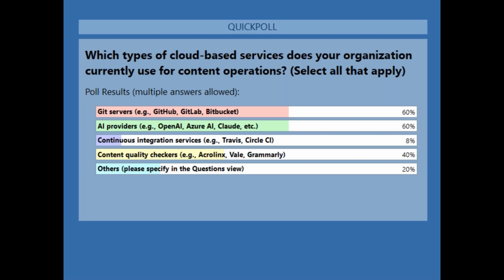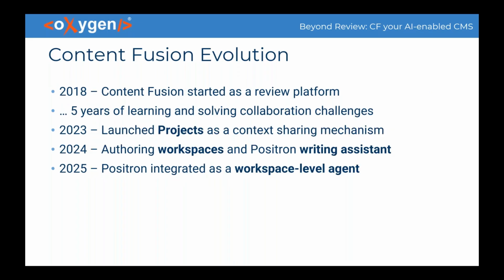Okay, let's talk a bit about how Content Fusion evolved over the years. It is a quite mature product. It started in 2018 as a review platform, a way to help technical writers that use Oxygen XML Editor to collaborate with subject matter experts, and specifically to get their content reviewed.